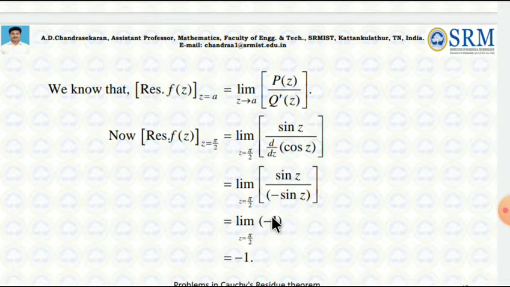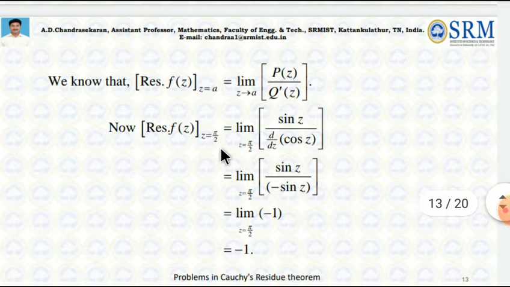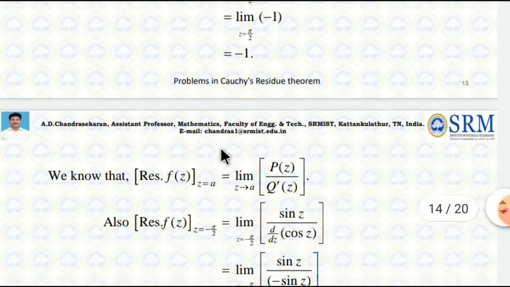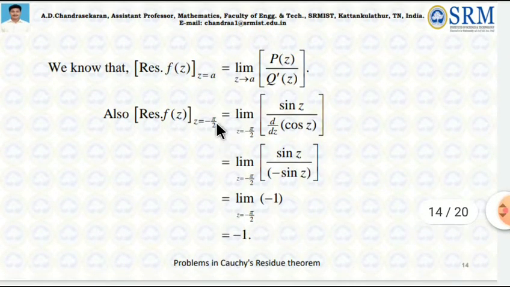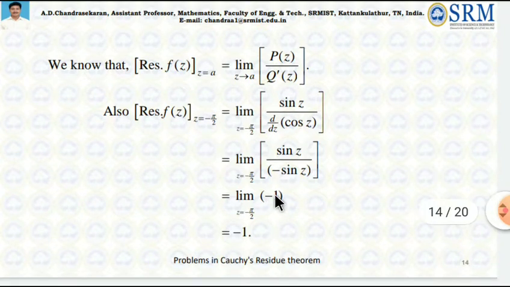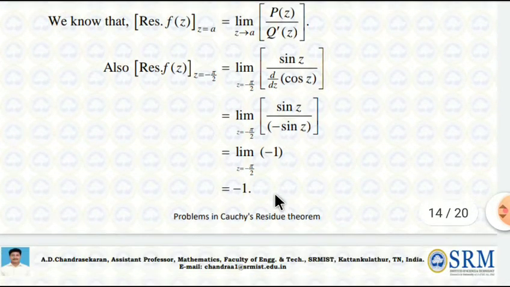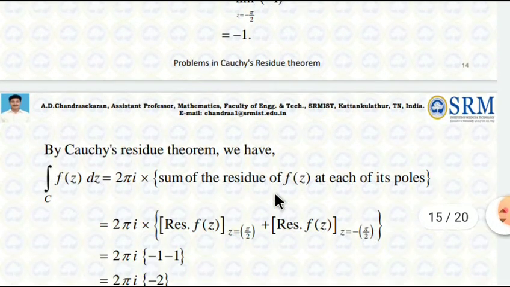After cancelling the sin z, we get minus 1. So there is no z at all, so no need to apply the limit actually. So the answer is minus 1 at the pole z equal to plus pi by 2. In the same manner, at z equal to minus pi by 2, again the sin z term gets cancelled, minus 1. No need to apply the limit value because there is no z term at all. So minus 1 for the residue of f of z at the pole plus pi by 2 as well as the minus pi by 2.